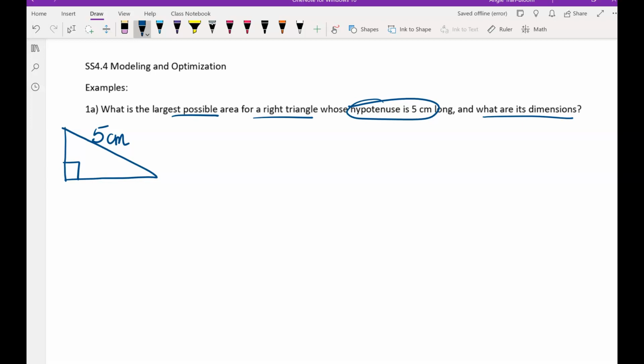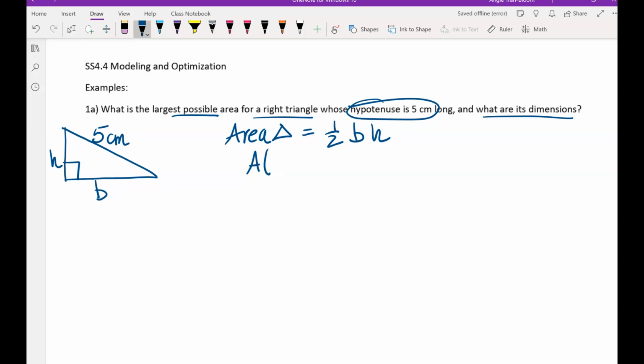Okay, so we want to look for the biggest area. The area of a triangle equals 1/2 base times height. So I better label base and height. As you can see, we do not have enough information to find the dimensions or the biggest area. Just to remind you guys, we studied this already in first semester using algebra, but this time we're going to use calculus to solve.